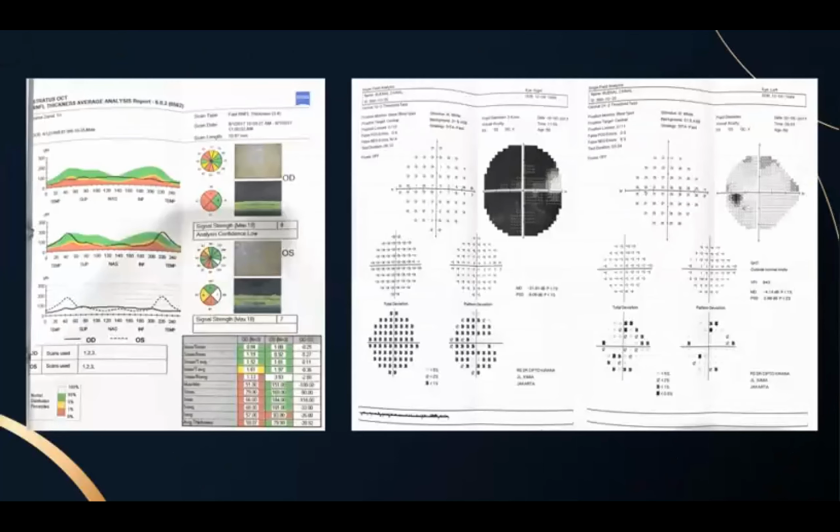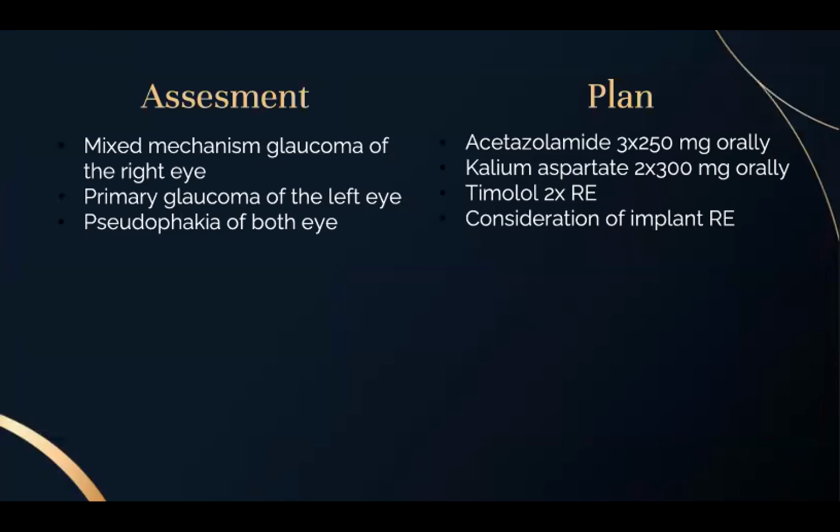These are the OCT and Humphrey of both eyes. As we can see, the OCT of the right eye shows thinning at the inferior, superior, and temporal parts. The OCT of the left eye shows thinning at the inferior and nasal parts. Humphrey field of the right eye shows generalized depression, and the left eye shows a defect at the superior part. We assess this patient with mixed mechanism glaucoma of the right eye, primary glaucoma of the left eye, and pseudophakic of both eyes.